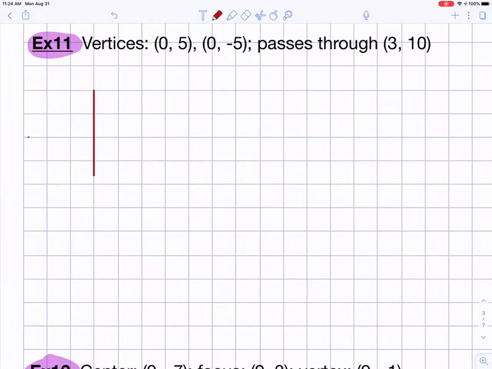Sketch? I think that's a great idea. So let's figure out where our vertices are. Our vertices are at (0, 5) and (0, -5). And I'm going to put little V's there to remind myself that they are vertices. Now, I haven't even paid attention to the other piece of this, but just drawing that small picture, there are some things that I already know about this particular hyperbola. So tell me some things that I know.